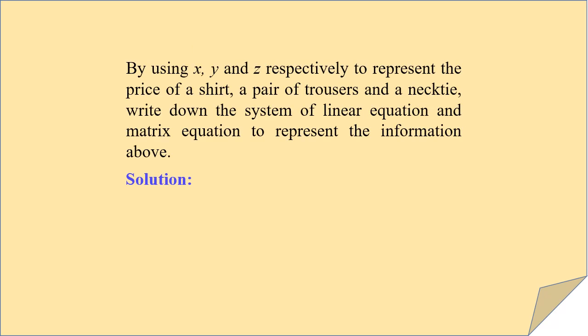By using X, Y, Z respectively to represent the price of a shirt, a pair of trousers and a necktie. So X is representing the price of a shirt, Y the price of a trousers, Z the price of a necktie. Write down the system of linear equations and matrix equation to represent the information above.